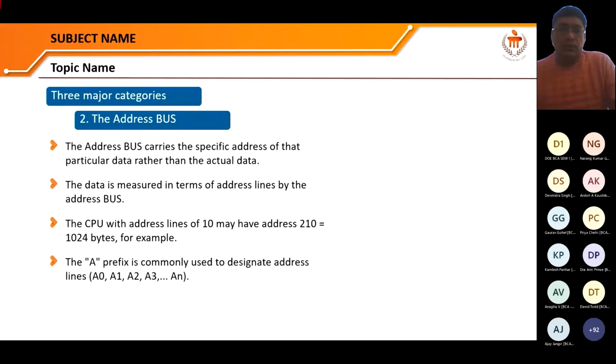A prefix is commonly used to designate an address line. Suppose that we have 10 address lines, we can say A0, A1, A2, A3, and so on up to A5, A6 and further numbers. So if we want address line 1, it will be A1. If we are going for address line 5, it will be A5.